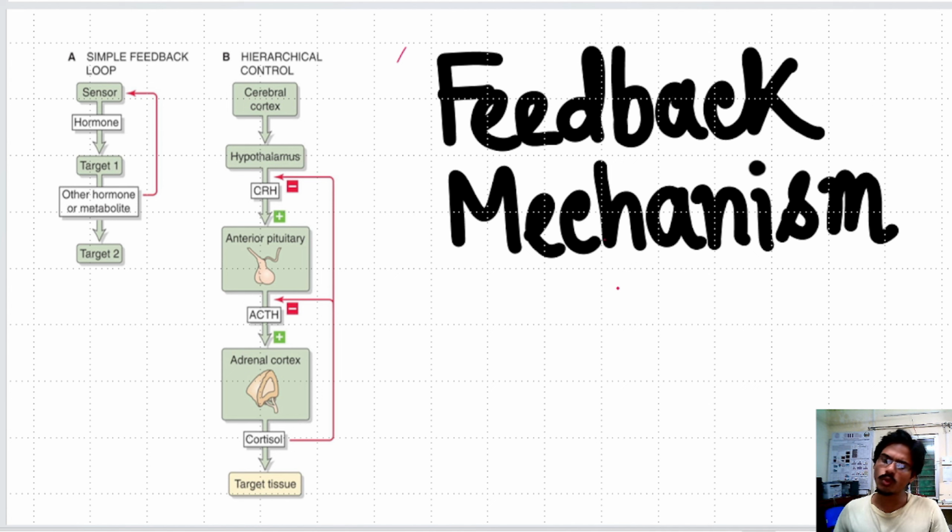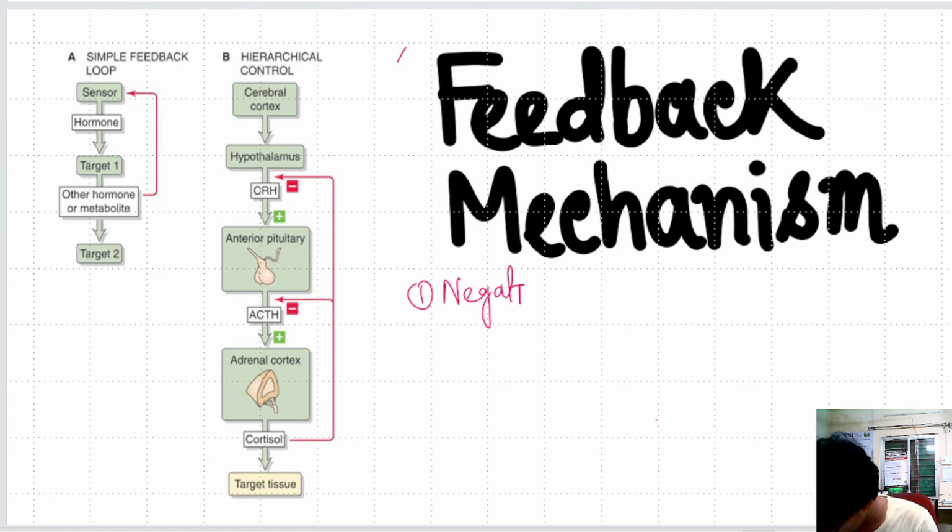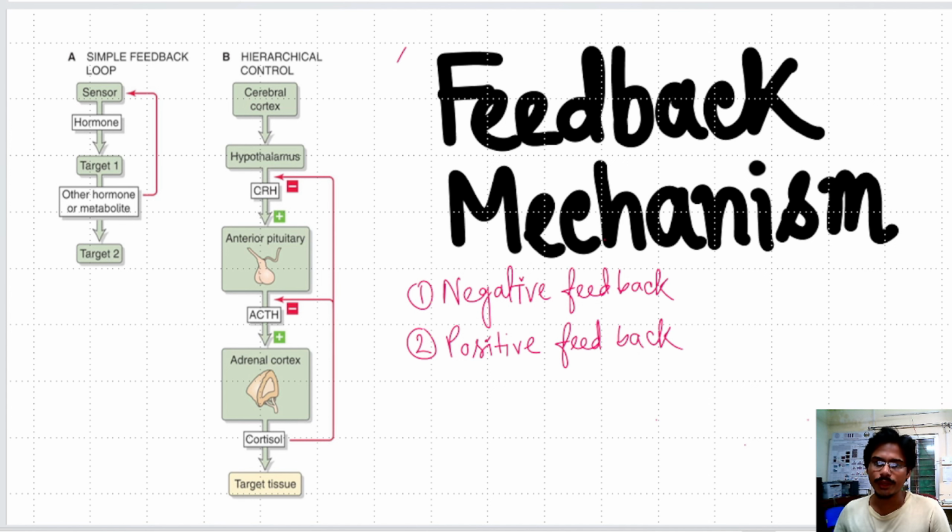It might be in two ways. One will be the negative feedback mechanism, and the other will be the positive feedback mechanism. You can see the two loops shown in the diagram. One is the simple feedback loop and the other is the hierarchical control.